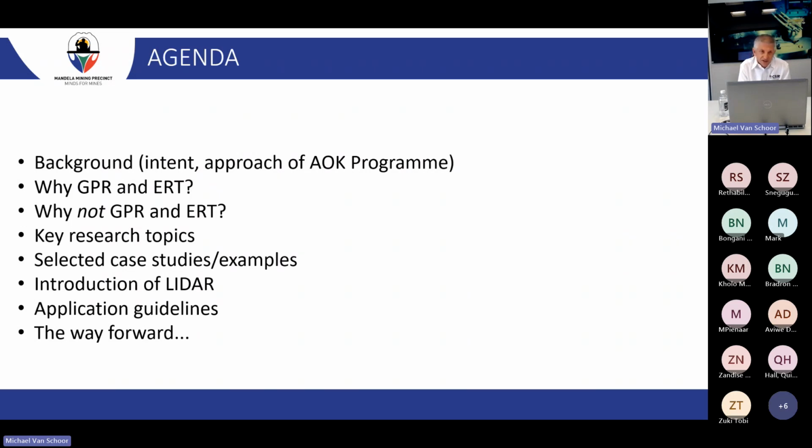I'll list a few research topics for each of those technologies. I'll, of course, include quite a few case studies for GPR and ERT. Then a bit later in the presentation, I'll bring in the LiDAR technology as well, and I'll talk about the value add that LiDAR offers to in-mine geophysics in general, but specifically to those two technologies.